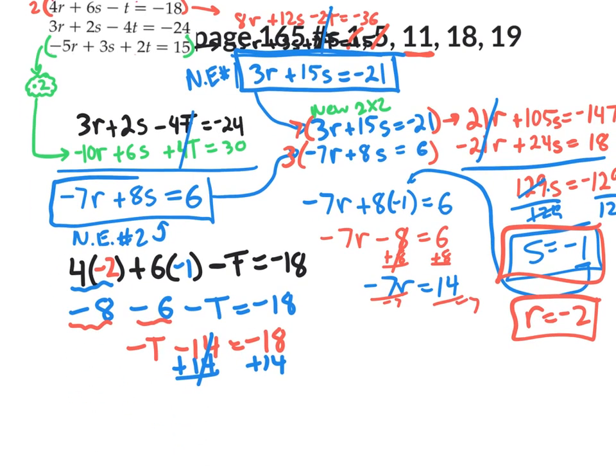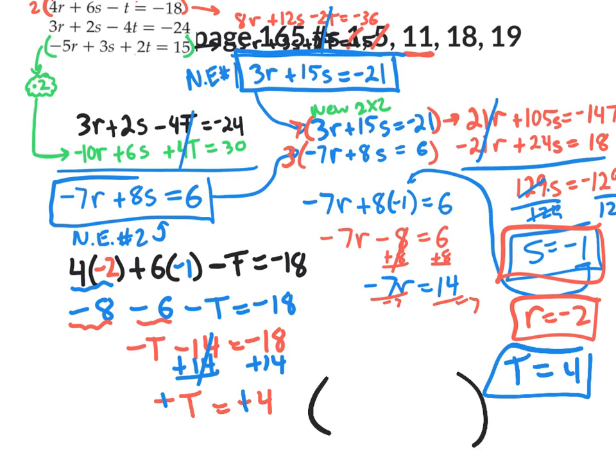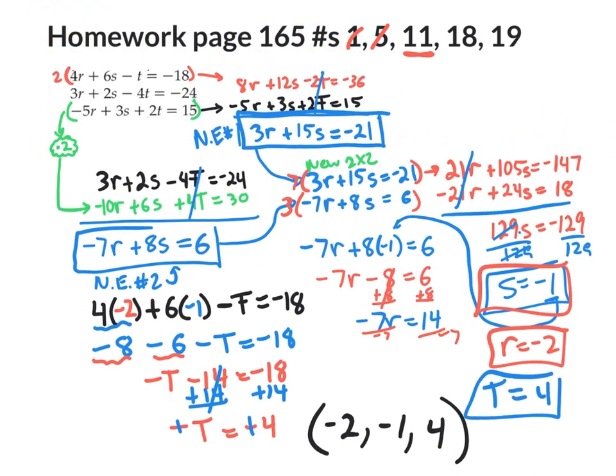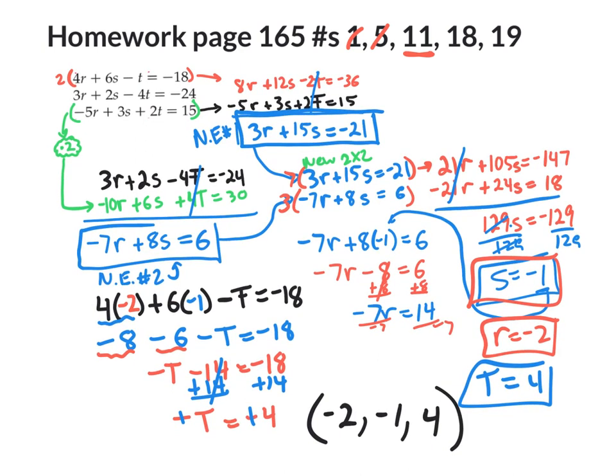And we have negative t equaling negative 4, which means that t equals positive 4. So our ordered triple answer, put parentheses and go alphabetical order, RST: negative 2, negative 1, positive 4. If you don't put it in order, it's going to be wrong. So that's the answer for number 11.